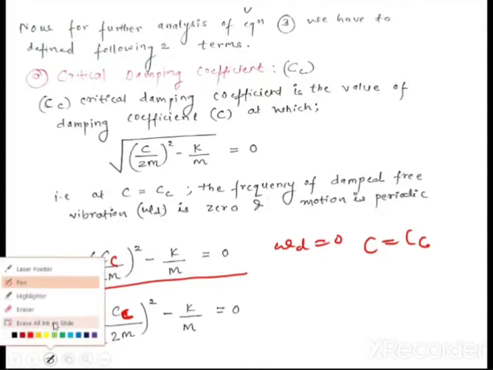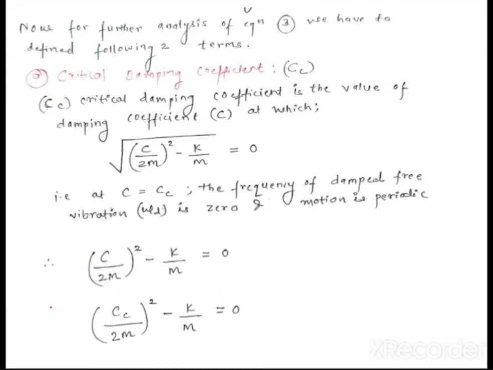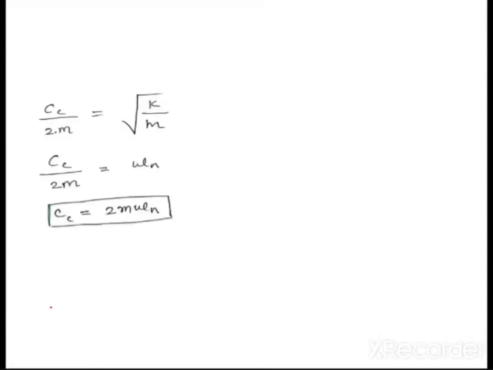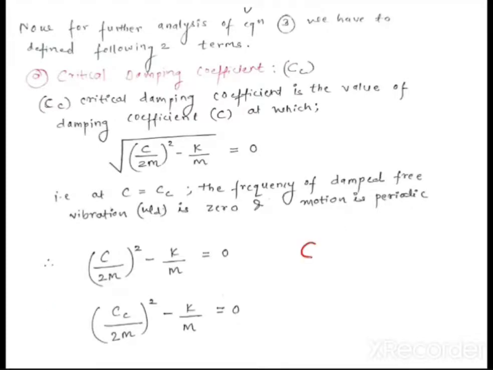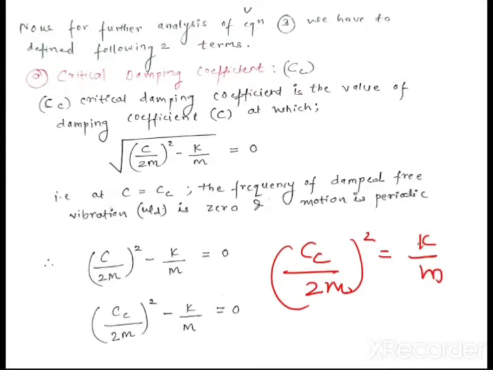Okay, I know this is slightly complicated, but try to understand what I'm trying to explain. So now we will solve this. From this what I get, Cc upon 2m bracket square is equal to k upon m, right? Now from this, Cc upon 2m is equal to square root of k upon m, right? Guys, is it clear?